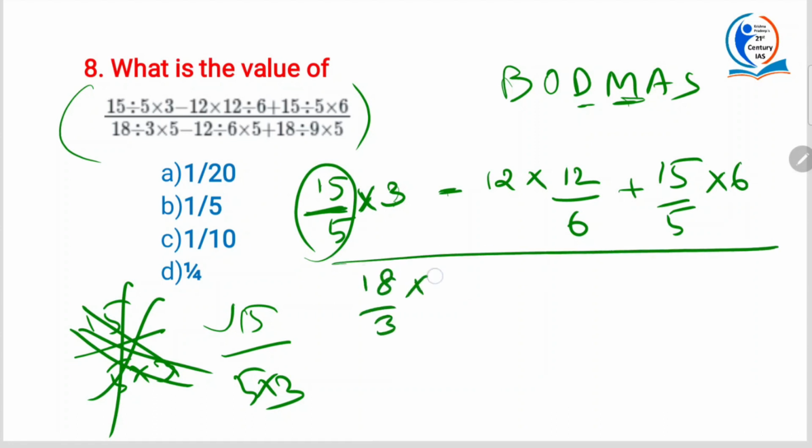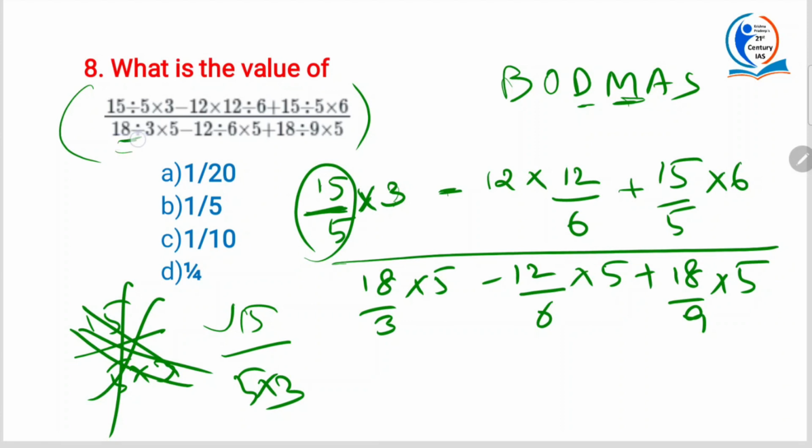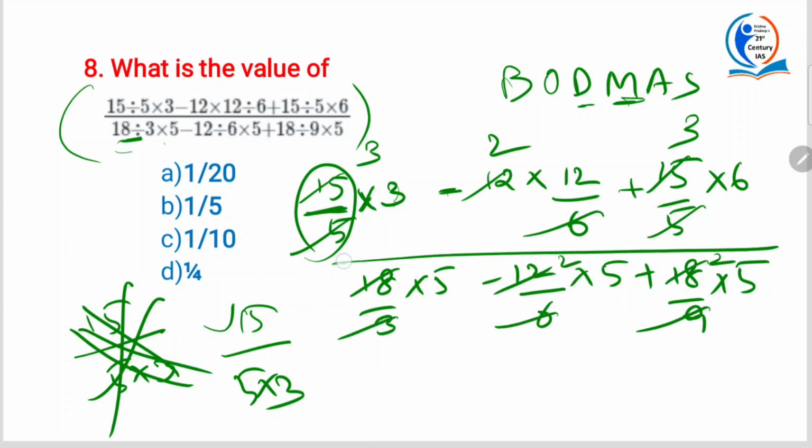18 by 3 into 5 minus 12 by 6 into 5 plus 18 by 9 into 5. Okay, the division is only in between 18 and 3. It is not in between 18 and 3 into 5. That you have to understand very clearly. That is the purpose of giving such questions, to clear your basic concepts. Alright? 5 ones are 5, 5 threes are, 6 ones are 6, 6 twos are, 5 ones are 5, 5 threes are, 9 ones are 9, 9 twos are, 6 and 2, 3 and 6.